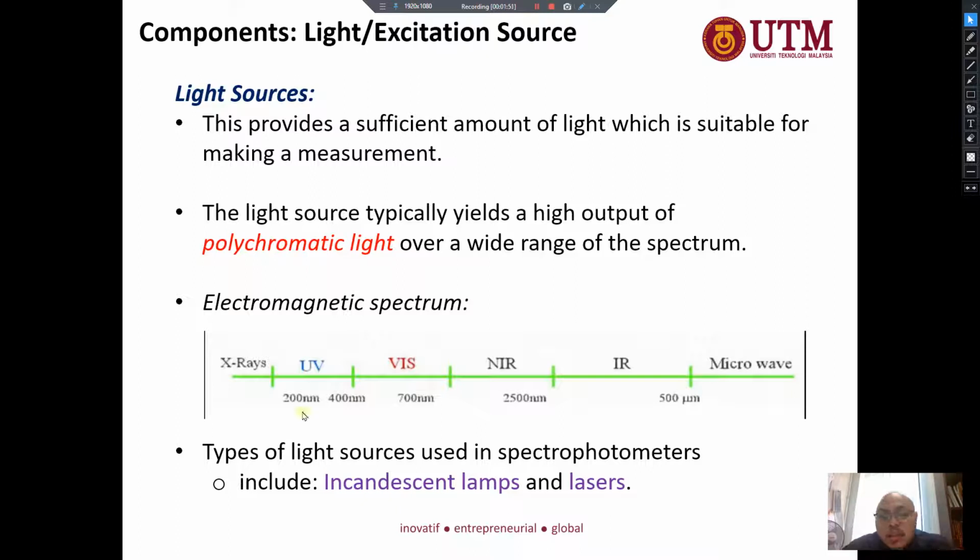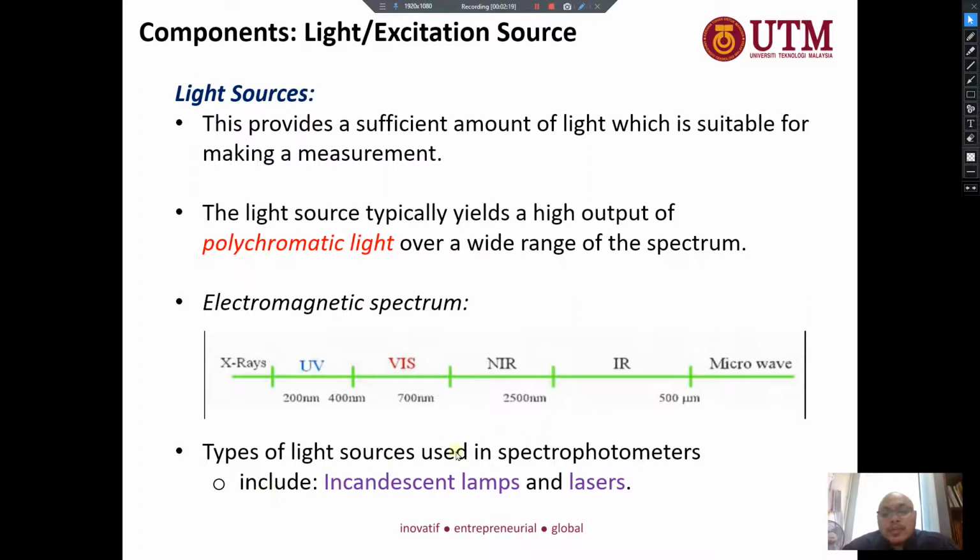So in the case of UV, it's supposed to cover from 200 to 400. If you talk about visible light, it will cover from 200 to 700. If you talk about IR, you need to cover from 2500 nanometers to 500 micrometers. Also with the other kinds of interaction.